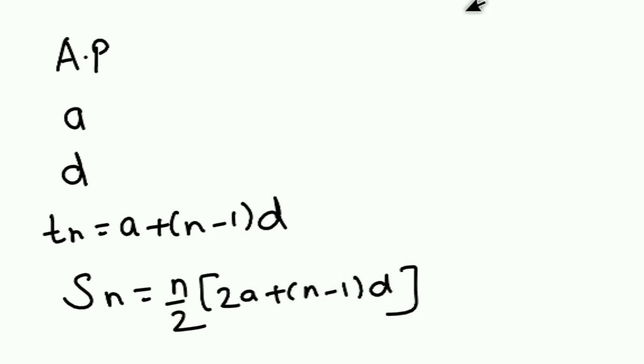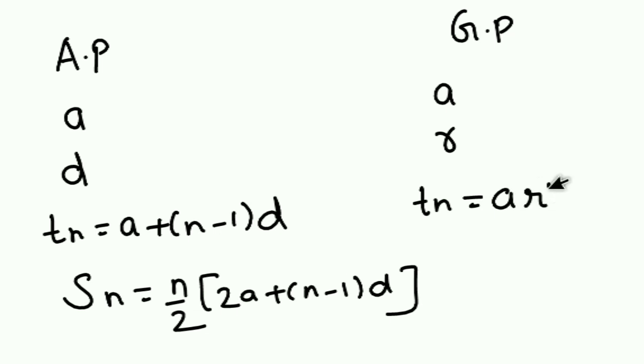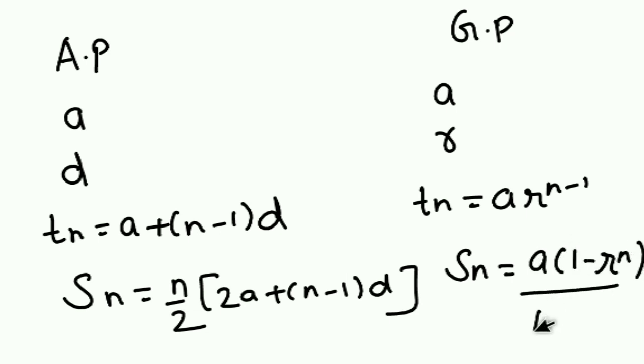And for GP you have concepts like the first term, which is the same, denoted by the small letter a, and you have the common ratio r here. The nth term in this GP is a into r raised to n minus 1, and the summation of n terms is a into 1 minus r raised to n divided by 1 minus r. So in this video we learned about AP and GP.